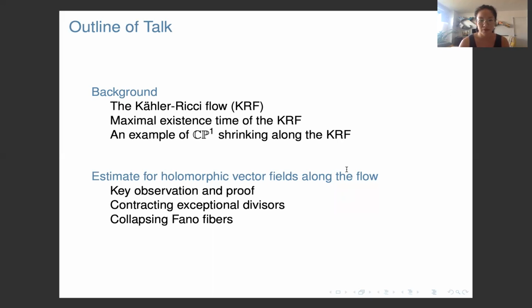And then we're going to move into these estimates along the flow for holomorphic vector fields. I'm going to note the key observation that we're going to use and quickly go through that proof, and then talk about the two settings where we'll apply this type of bound to obtain necessary estimates to show diameter bounds and Gromov-Hausdorff convergence. The two scenarios are the case where the flow contracts exceptional divisors, and the second case is when it collapses the Fano fibers of a holomorphic fiber bundle.